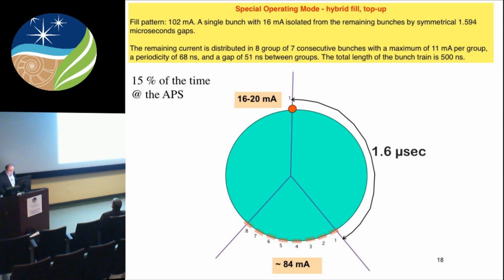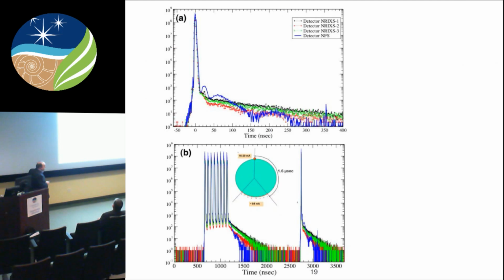So if I put a fast detector with nanosecond time resolution, I see these 8 septuplets here, separated by 1.6 microsecond, and here's that big bunch at 16 milliamp. And as you see, there are 4 detectors here. 3 of them are on the side doing the phonon measurements, and one of them in the forward direction, which has some coherent oscillations. The sample was Fe3S4 at 7 GPa pressure in a diamond anvil cell. All right. So this is to demonstrate that we can take data in both channels simultaneously.